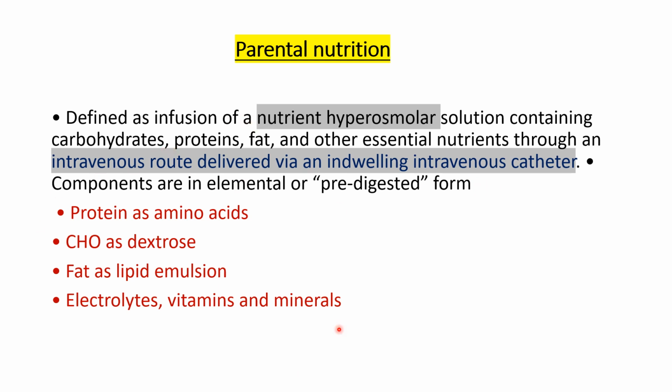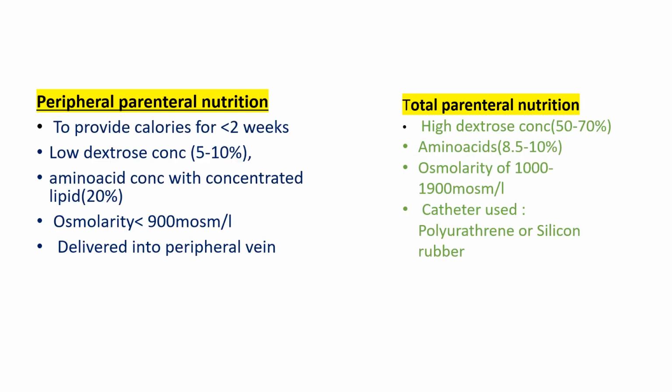So what are the components? Proteins, fats, and carbohydrates. In proteins we have amino acids, in carbohydrates we have dextrose, and in fats we have lipid emulsion. We also have electrolytes such as potassium, sodium, and chlorides, as well as vitamins and minerals.